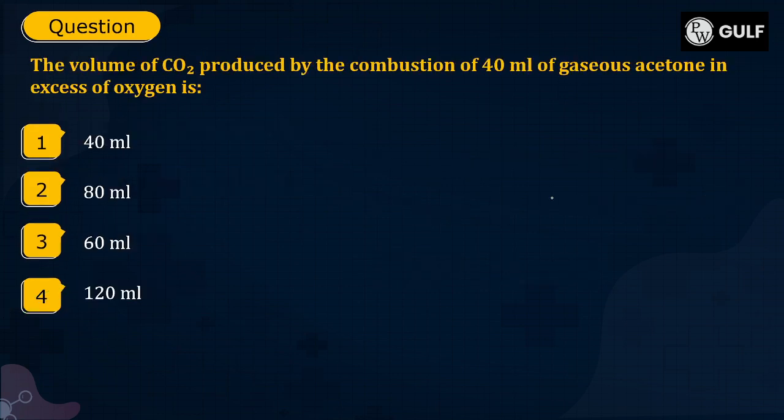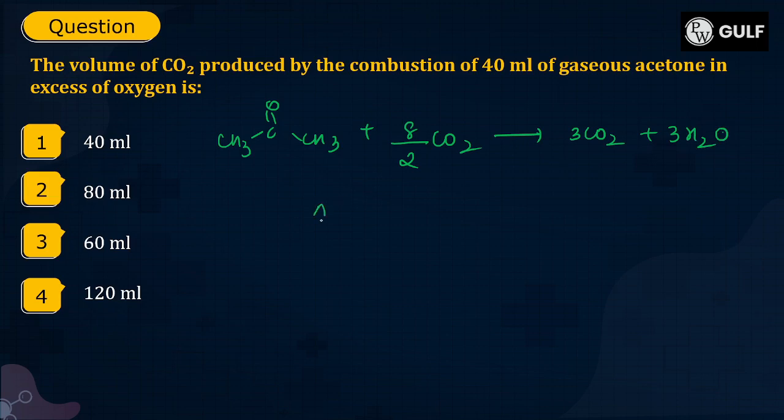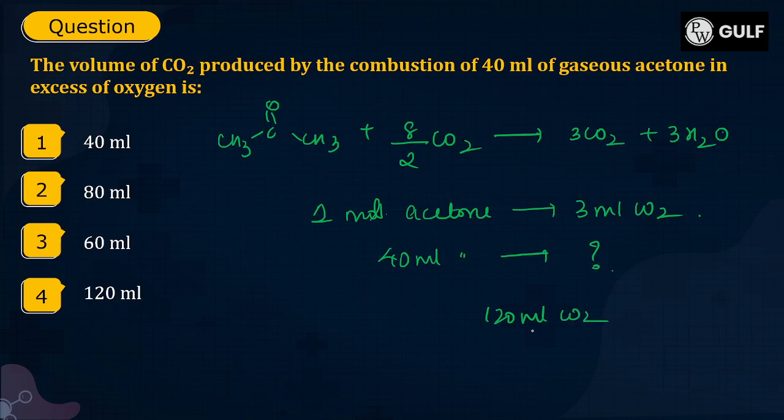Moving on to the next question. The volume of carbon dioxide produced by the combustion of 40 ml of acetone in excess of oxygen is, so this is our acetone, right? It needs 8 by 2. You can balance it to give rise to 3 moles of CO2 plus 3 moles of H2O. So if 1 ml of acetone gives 3 ml of carbon dioxide, then 40 ml of acetone would give how much? Obviously 120 ml of carbon dioxide. Thereby option 4 is the answer for this one.